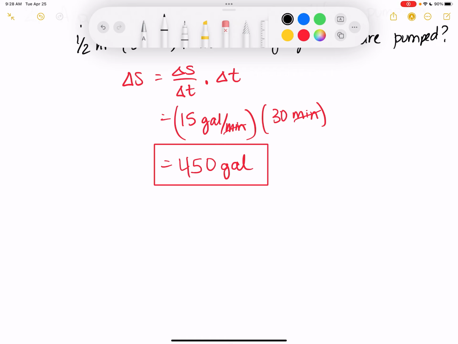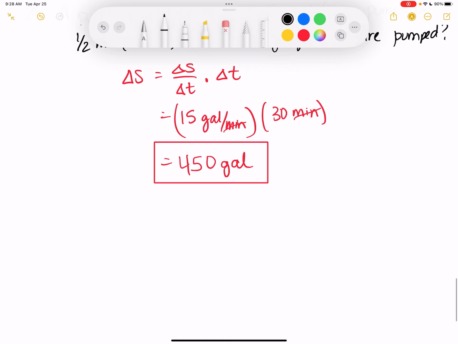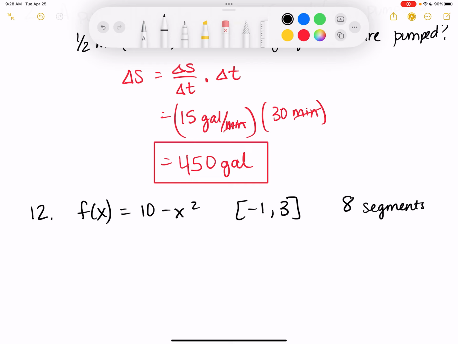We did a right hand one the other day, right? So let's do a left one today. Actually, no, scratch that. I'm going to do a right one, because that way y'all have an odd one to do. There's only 2 of them. It's the same setup, you just change the side. So f of x is equal to 10 minus x squared over the interval -1 to 3, and it's broken up into 8 intervals, I guess is the right word.